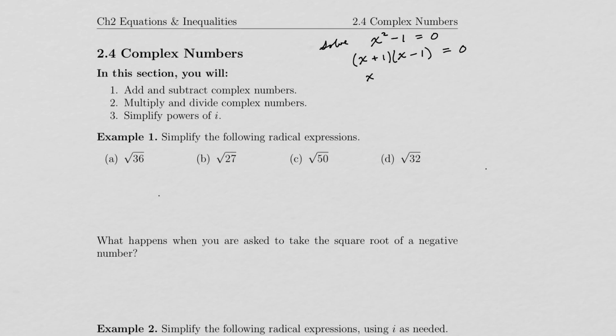So one possibility is x plus 1 equals 0. The other possibility is x minus 1 is equal to 0. In the left case, I can subtract 1 from both sides. So one solution would be x equals negative 1, and the other solution would be x equals positive 1. So we have two real solutions to our quadratic equation.